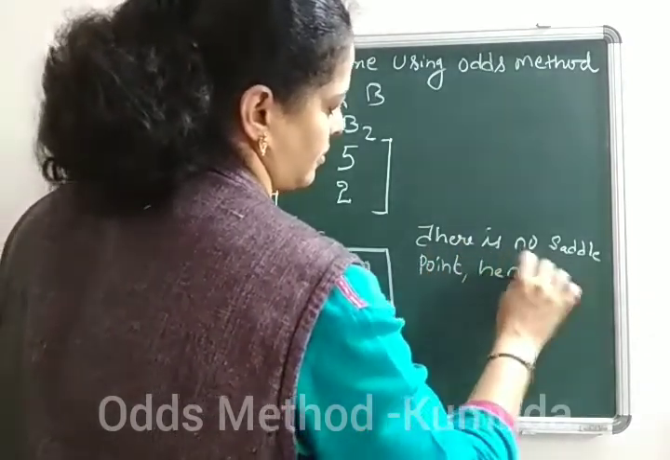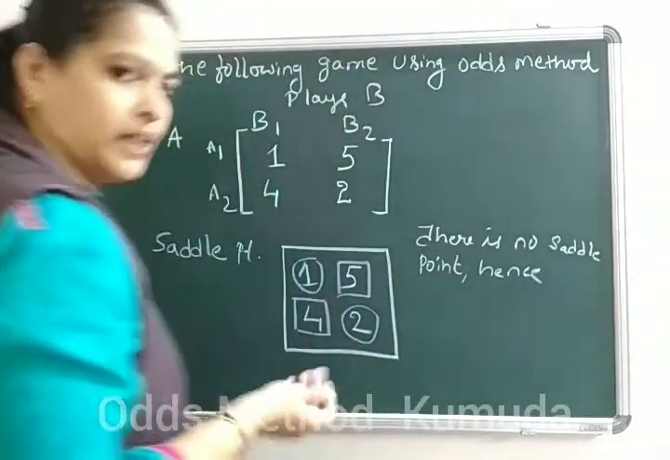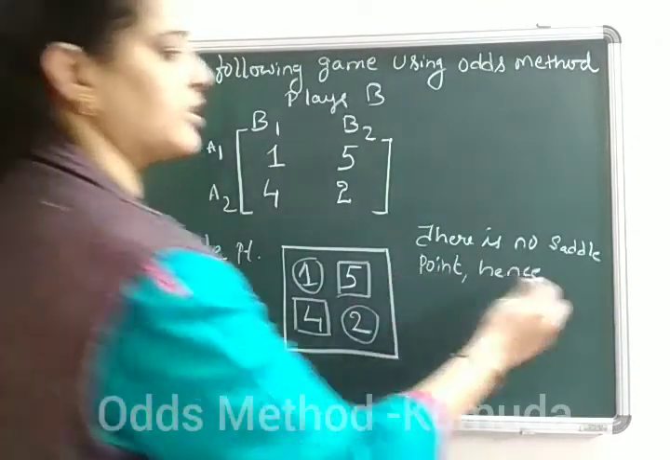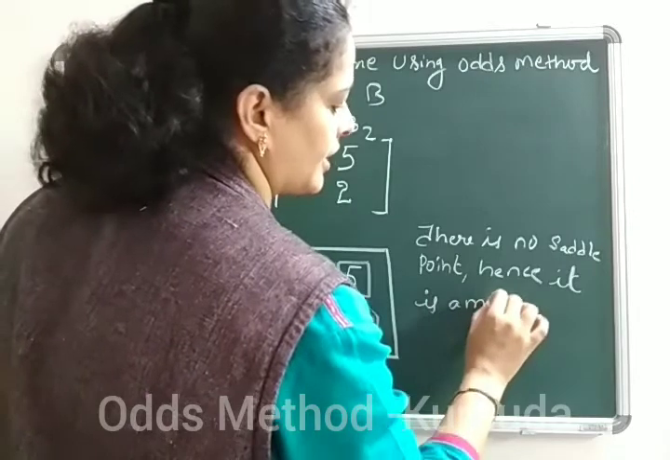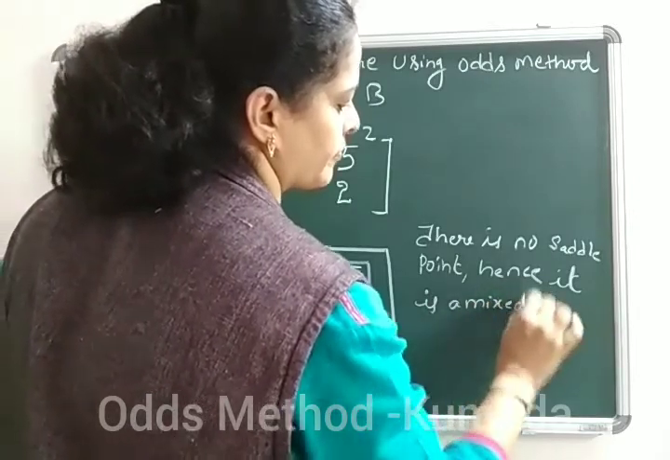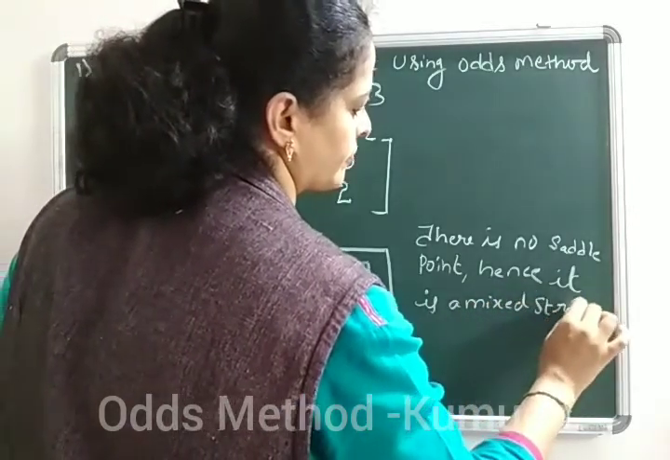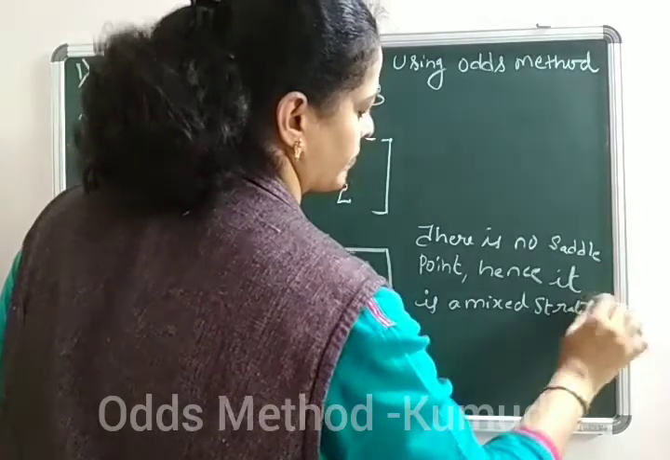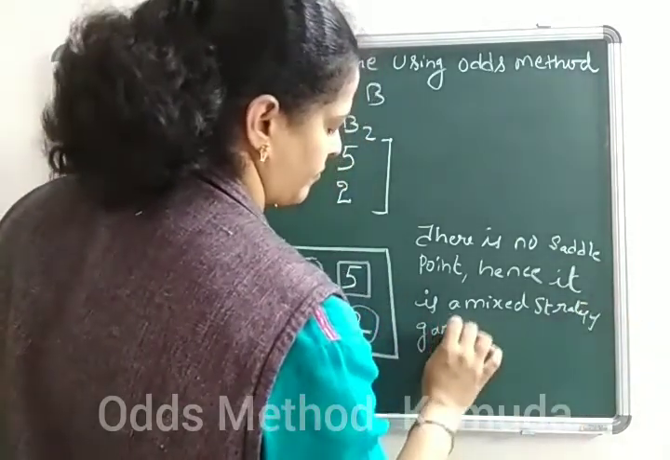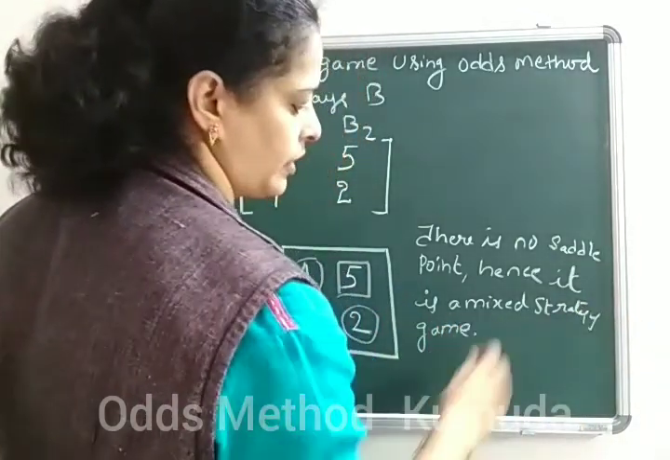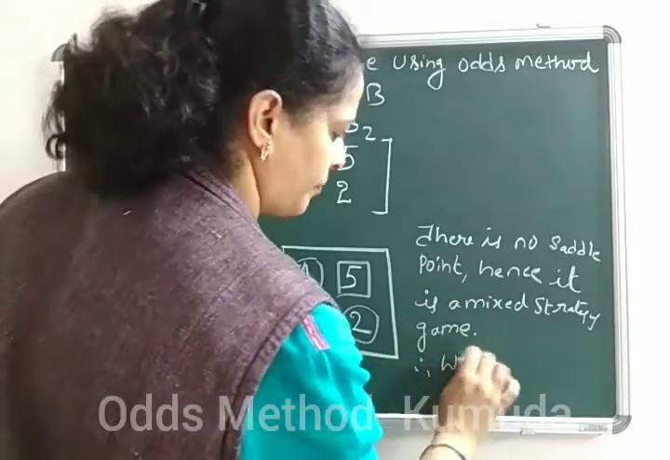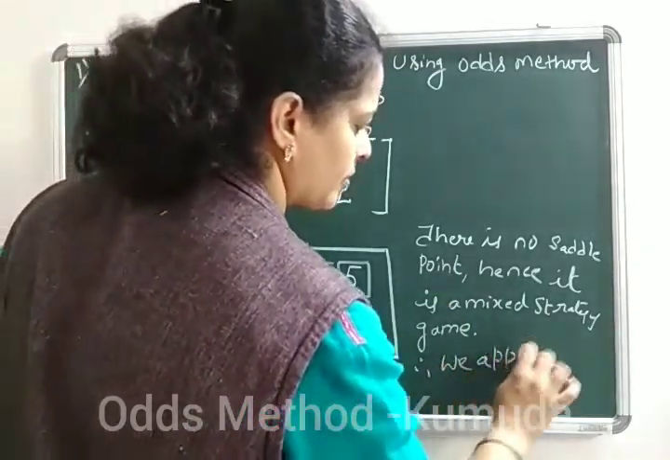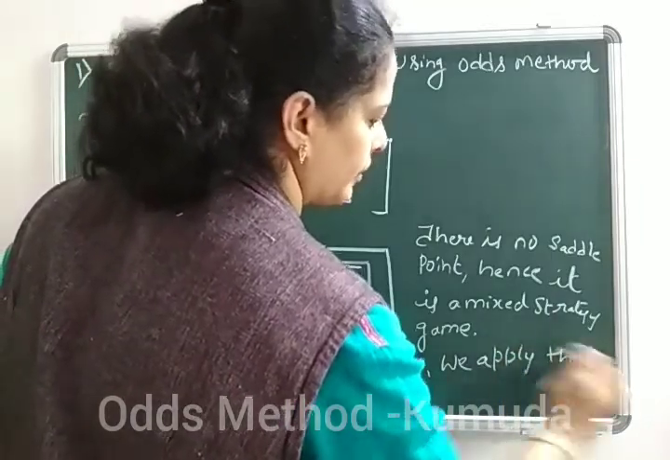So what you can conclude is there is no saddle point. Hence, it is not a pure strategy game. So hence it is a mixed strategy game. What can we do now? Therefore, we apply the odds method.